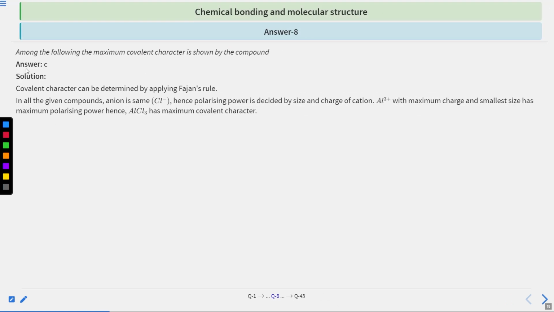Okay, so the correct answer is option C. The covalent character can be determined by applying Fajan's rule. In all the given compounds, the anion is the same, that is chlorine. Hence, polarizing power is decided by the size and charge of the cation, as the anion is the same. So Al3+, aluminium 3 positive, with the maximum charge and smallest size, has maximum polarizing power. Hence, AlCl3 has maximum covalent character. Hence, option C is the correct answer.